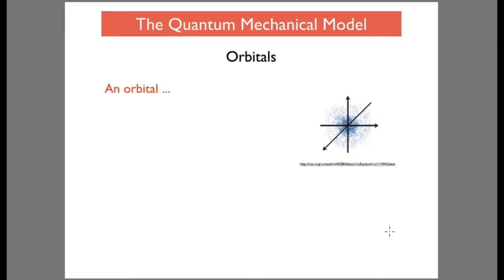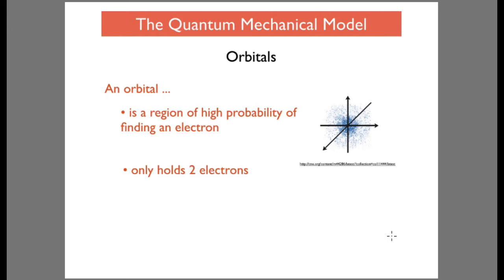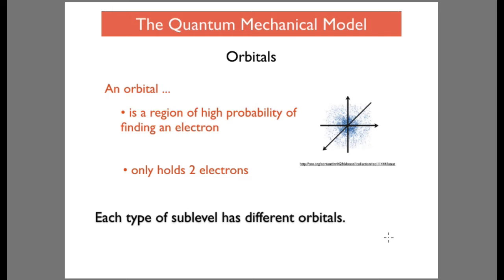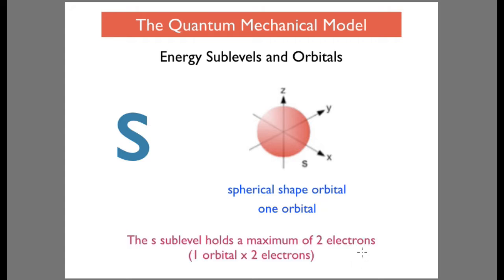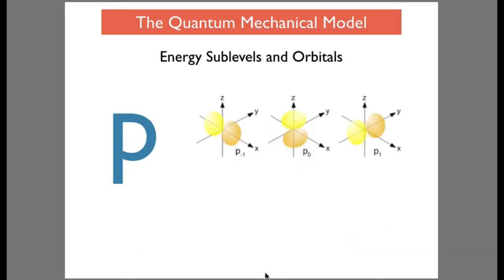Okay, let's look at orbitals. An orbital is just a region of high probability of finding an electron. And orbitals can only hold 2 electrons. Each type of sublevel has different orbitals. Let's have a look. The first one we'll look at is the s orbital. And you can see it's a spherical shaped orbital. And there's only one type. The s sublevel holds a maximum of 2 electrons, and because there's only one orbital, it can hold 2 electrons.